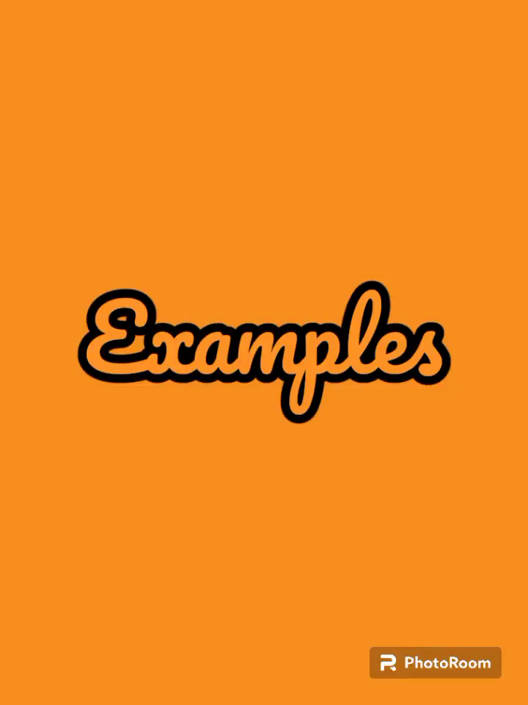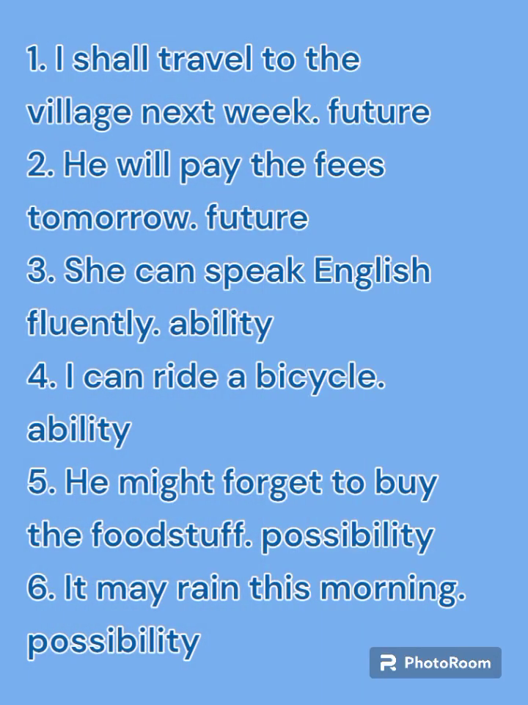Some of the examples where they express these are: 1. I shall travel to the village next week. This one is expressing future action. He will pay the fees tomorrow. Future action. 2. She can speak English fluently. This one expresses ability. I can ride a bicycle. This one is ability too. He might forget to buy the foodstuff.